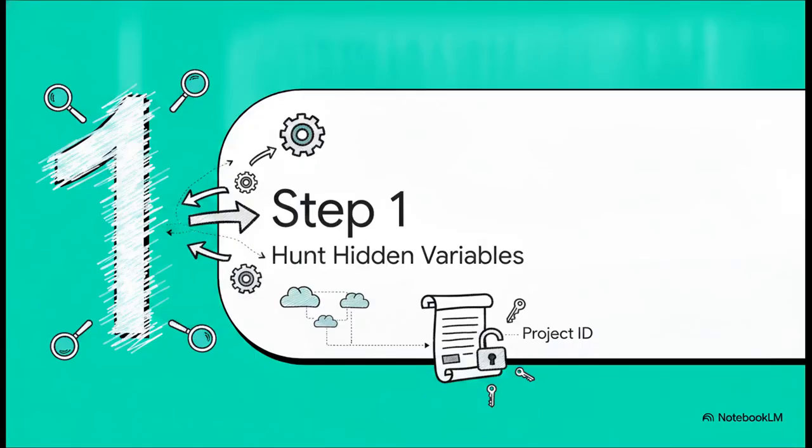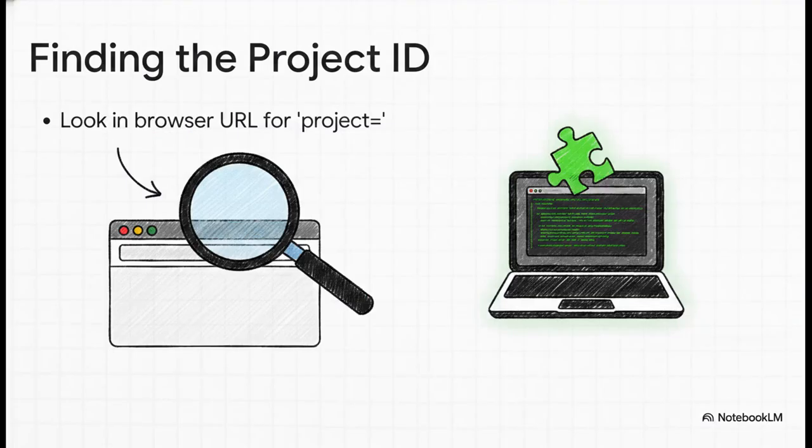All right, step 1, hunting the hidden variables. Let's track down those foundational pieces, starting with your project ID. The good news here is that your project ID is hiding right in plain sight. If you look at your browser's URL, you can usually spot it right after the text project equals. Or if you just activate and authorize the Google Cloud Shell, boom, your project ID pops up on the screen instantly.